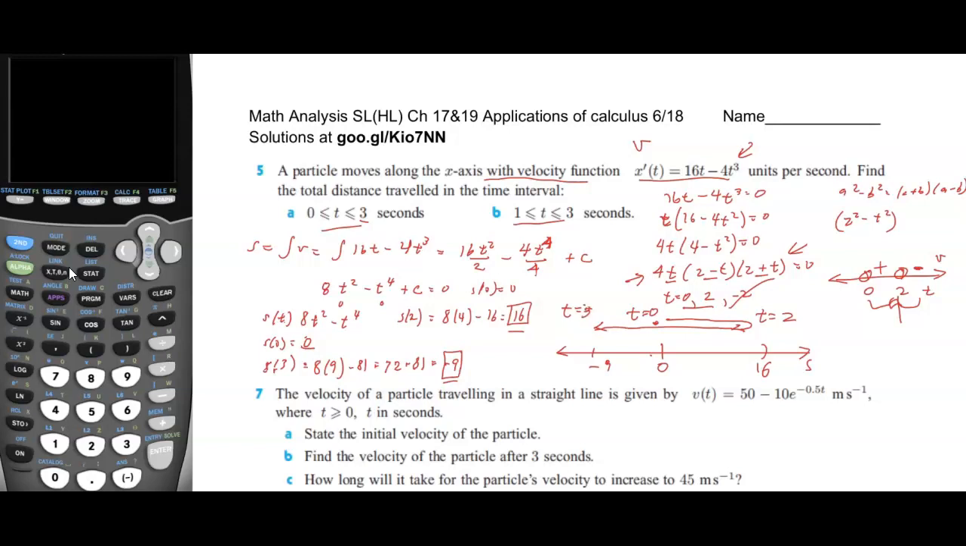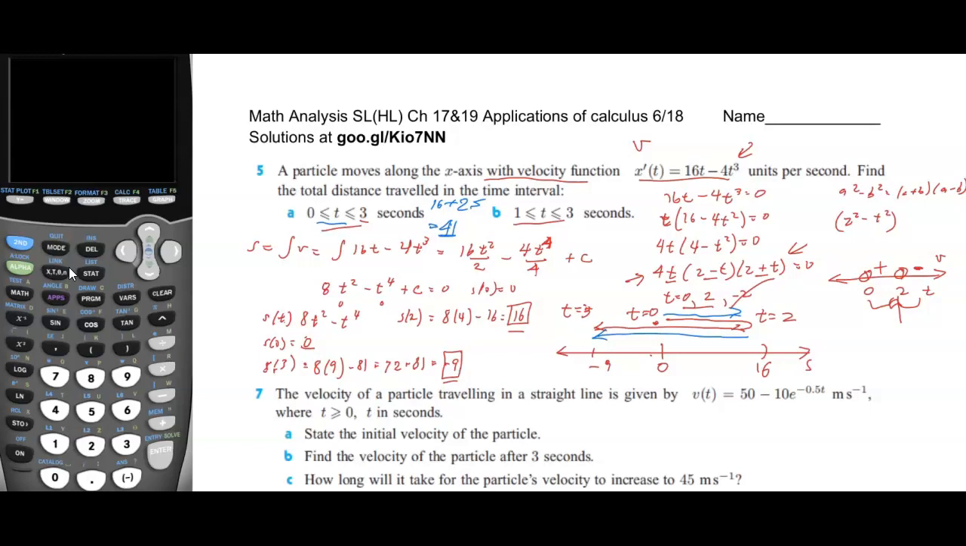At t equals 3. So we can see here that it travels 0 to 16, which is 16 units. And then it goes from 16 to negative 9, which is 25 units. So that would be 16 plus 25 would be the total distance traveled between 0 and 3. 16 plus 25 is 41, right? So 41 is the distance traveled between 0 and 3.